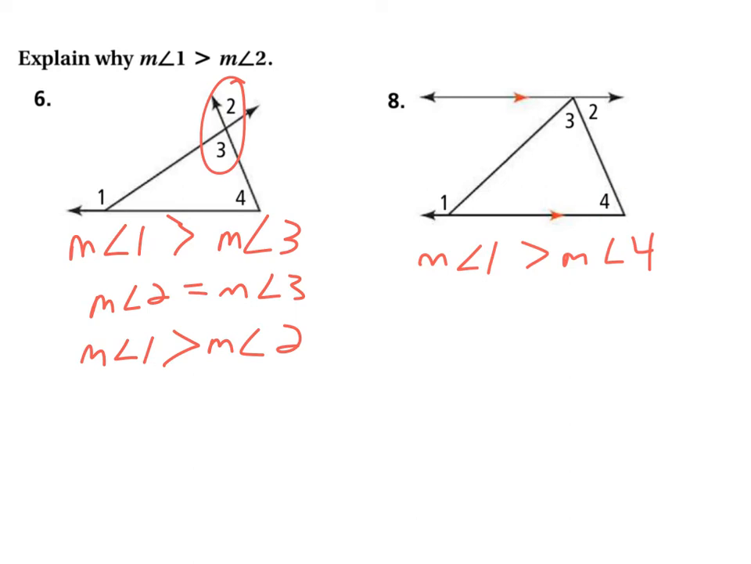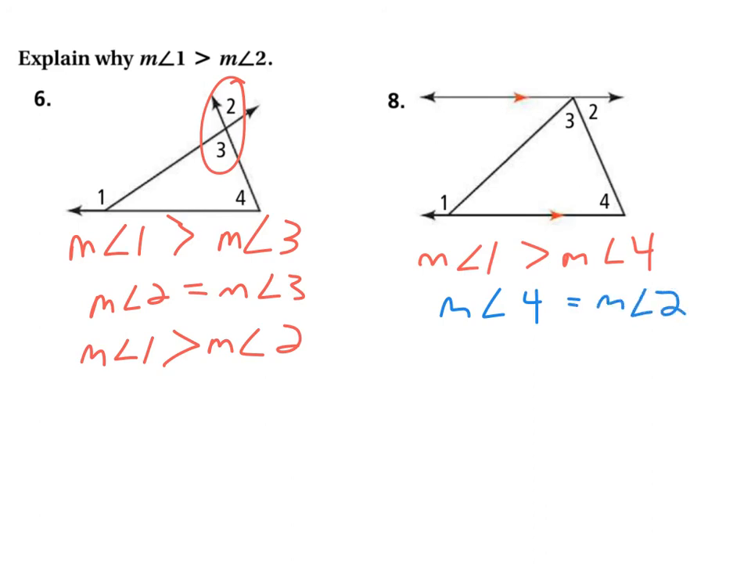Why do we say that? Because if you'll notice this, when these two lines are parallel, and they are, then these two angles are called alternate interior angles. Here is the transversal cutting those two parallel lines, and so the alternate interior angles are congruent. So we can state then that the measure of angle 4 is equal to the measure of angle 2.